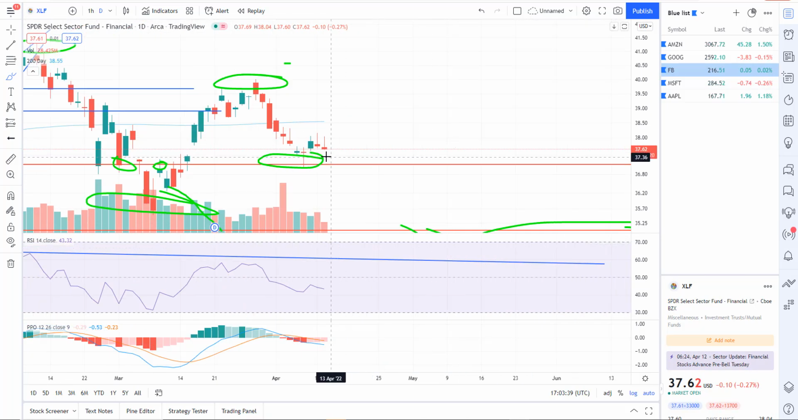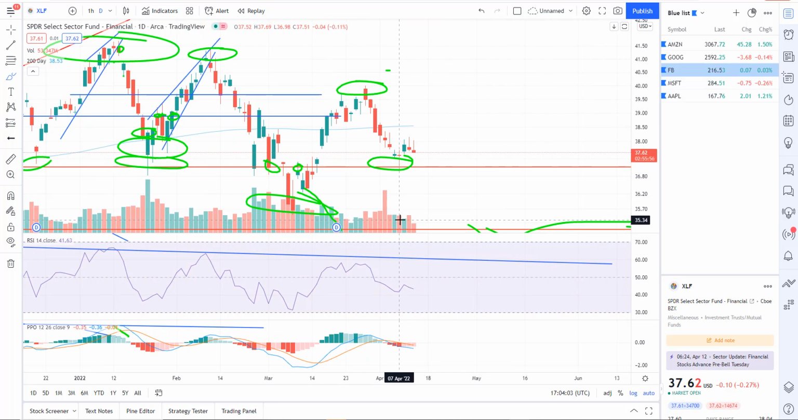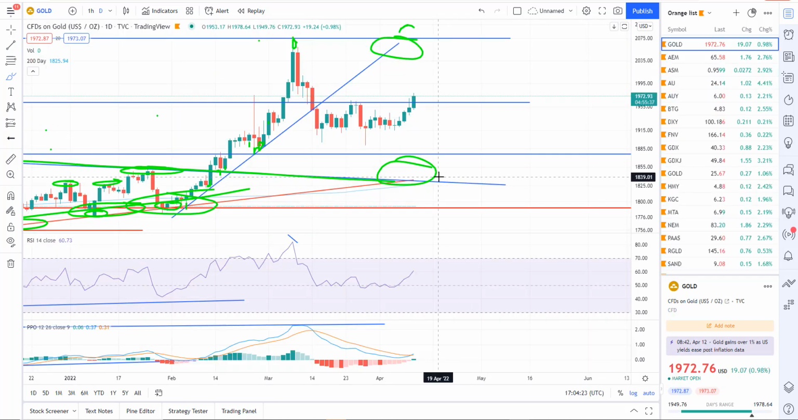XLF, your financials. When you see this one start to break, this 37 area, that's going to be a signal that the selling will probably intensify, because right now this is kind of a defensive sector a little bit, with the interest rates rising. People have been thinking this is going to benefit, but if we start breaking here, it should be lights out for the market basically, and we should start to really break down to these key levels that we've been looking for. Gold starting to break out today.